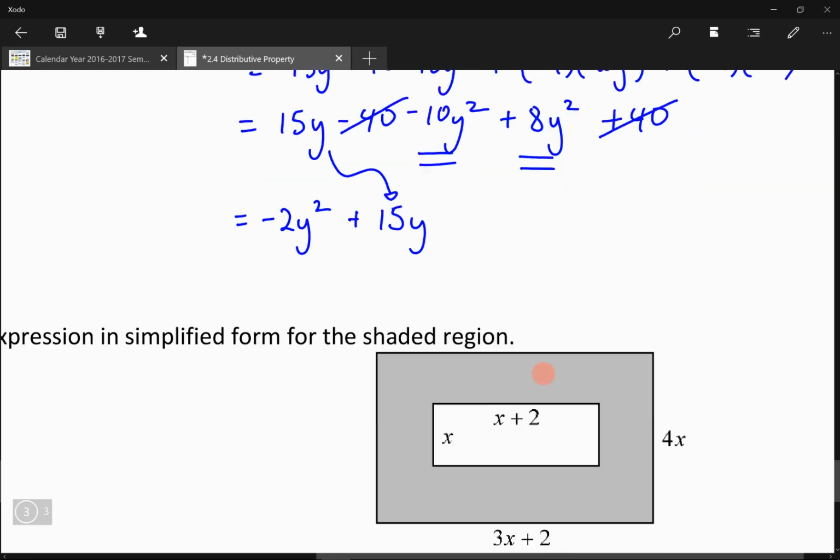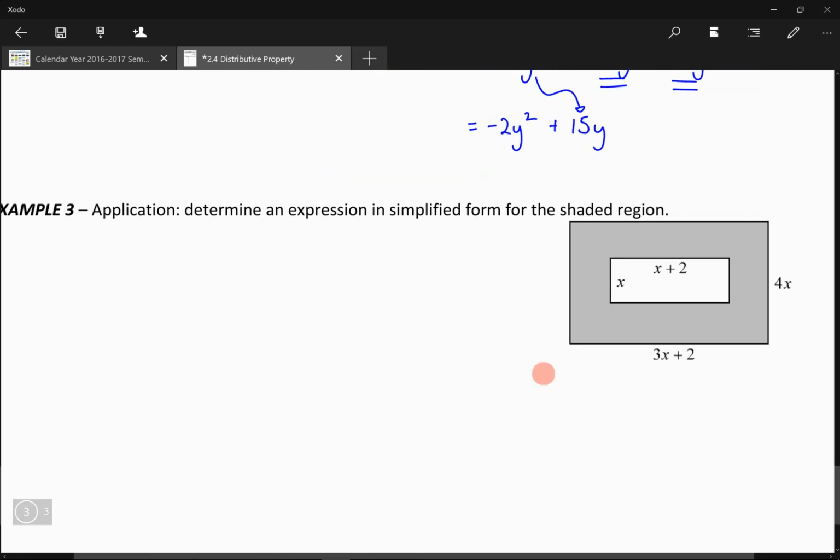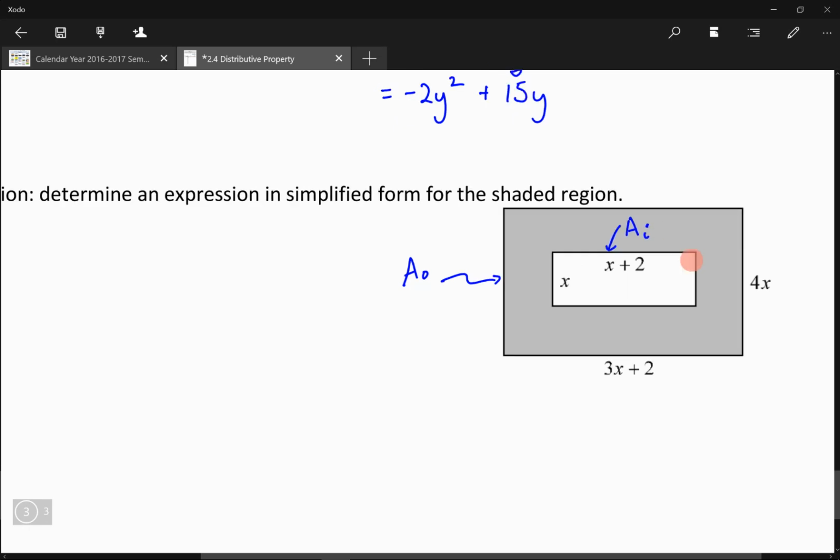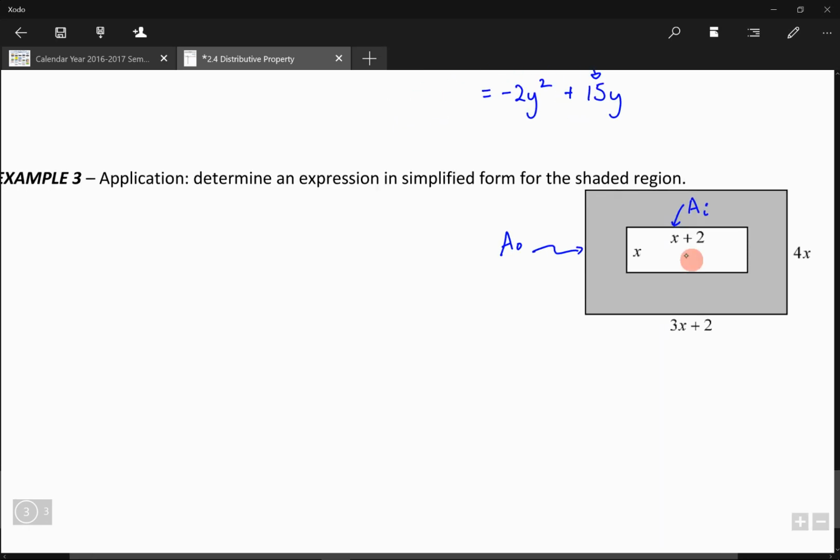All right, so let's just do one application problem here. Determine an expression in simplified form for the area of the shaded region. So I'm interested in this kind of border area here. I can find the area of this border by using the area of the outside rim and subtracting the area of the rectangle for the inside part. Let's call these O for outside and I for inside. So the expression is going to be the area of the outside minus the area of the inside.